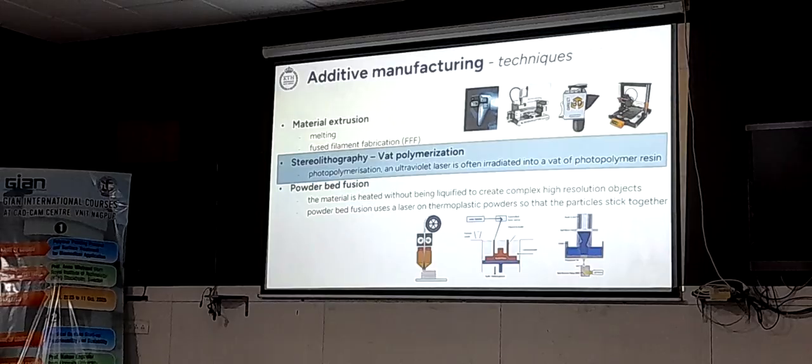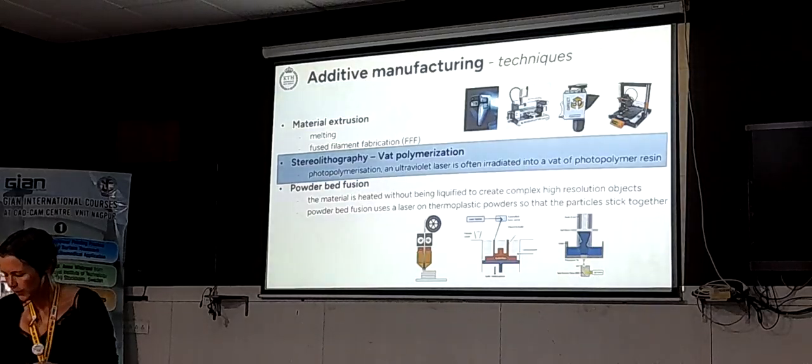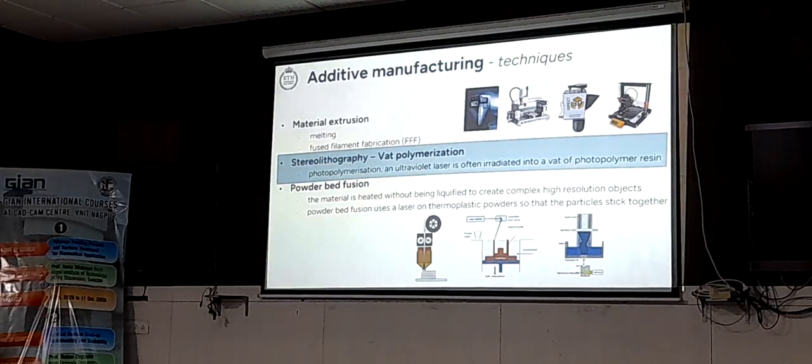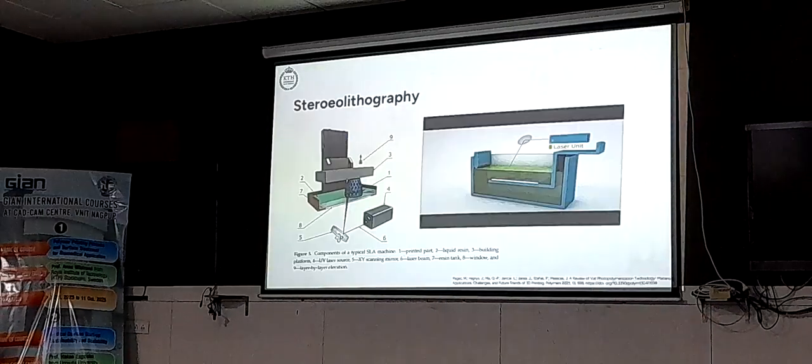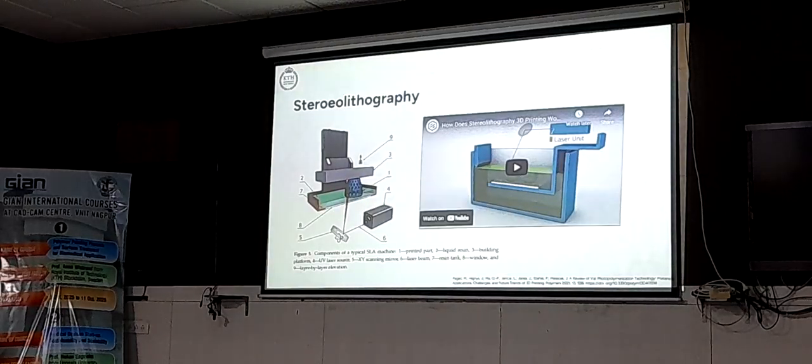I will sit down now because I have a few movies. I won't discuss the techniques in detail, but here are just examples. Normally when you use photopolymerization, you can either use a laser, which is stereolithography. If you use a projector instead of the laser, we call it digital light processing, and then you can also use the more continuous digital light processing techniques. So just have a look at that, so you are aware of the differences and see how this can be done.